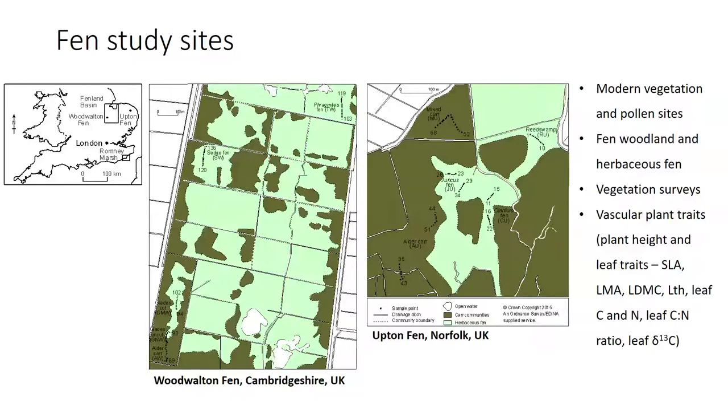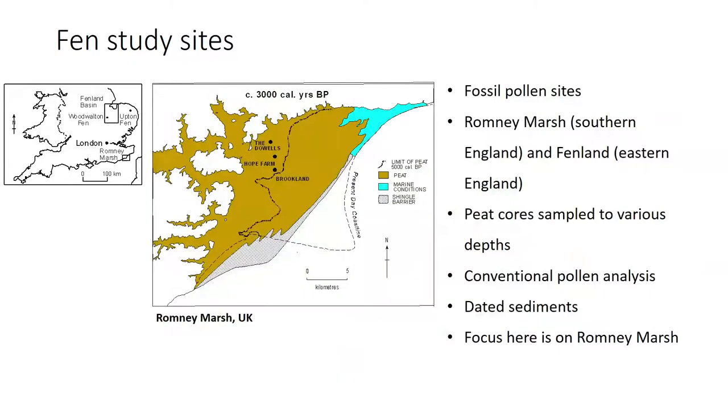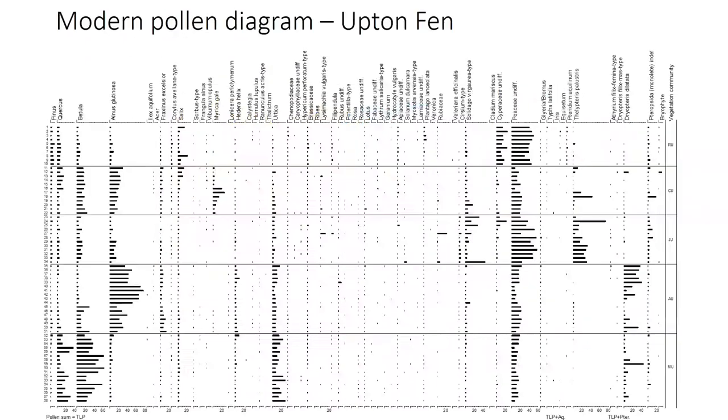We surveyed the vegetation, as I said, and we also collected plant trait data, especially leaf traits, like leaf nutrient composition and leaf dry mass to area ratio. The fossil pollen data came from several sites in the Fenland Basin in East Anglia, and in southern England in Romney Marsh. In these sites, peat cores were sampled to several depths, and at certain depths, these sediments were dated using the C14 technique, and conventional pollen analysis was performed. So pollen was extracted and identified. And I'm going to focus on the results from Romney Marsh here, in southern England.